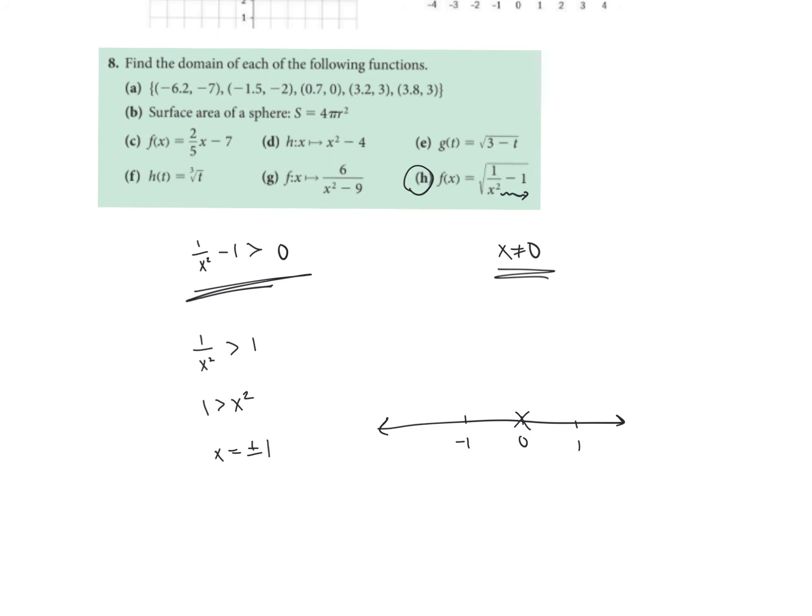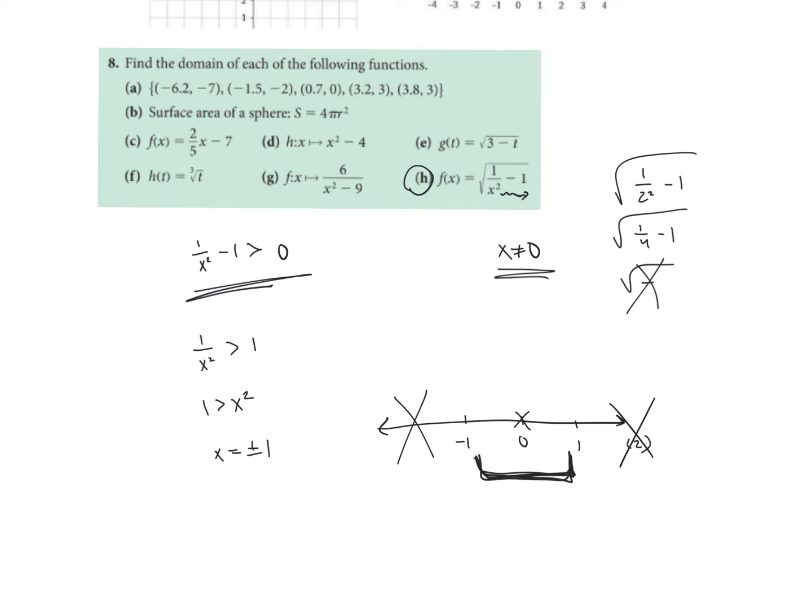Well, okay. If you think about it, if you plugged in a number, for example, like 2 into this function, I would have 1 over 2 squared minus 1 square root. So I would have 1/4 minus 1. That's going to be a negative number, so that's not going to work. And that's also not going to work over here. The only time it's going to work is when it's a fraction between -1 and 1.